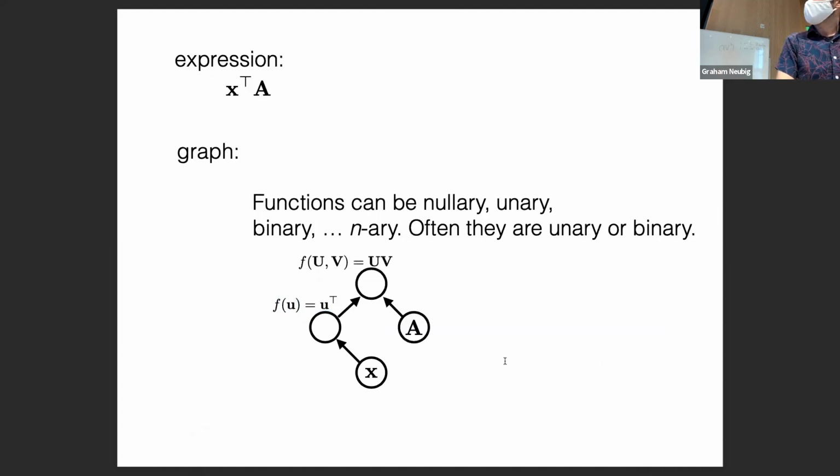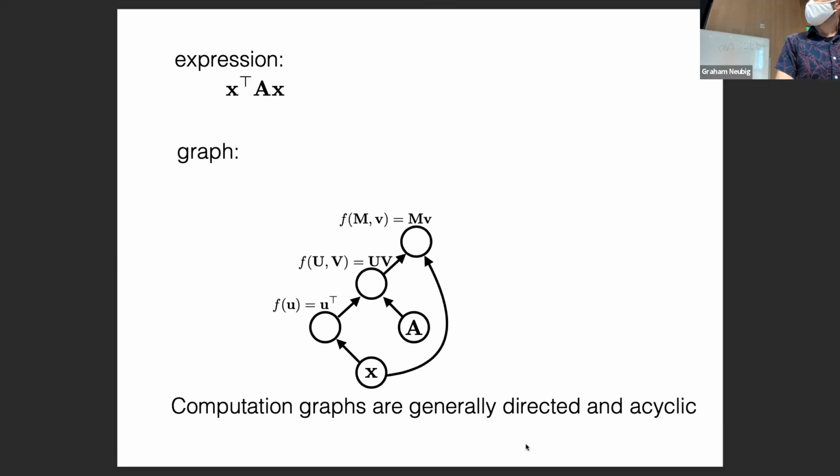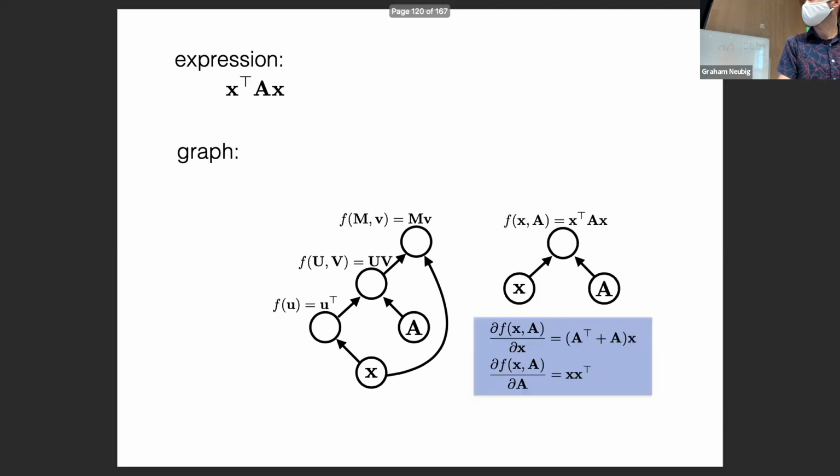Functions can be nullary, in other words, inputs that take no other value. They can be unary, like the transpose here, or binary, like a matrix multiply. Computation graphs are generally directed acyclic because you need this condition to make it possible to calculate them using the algorithms I'm going to talk about in a second. And interestingly, graphs can be expressed in different ways. So this graph here and this graph both express the same computation. They just do it in different ways.